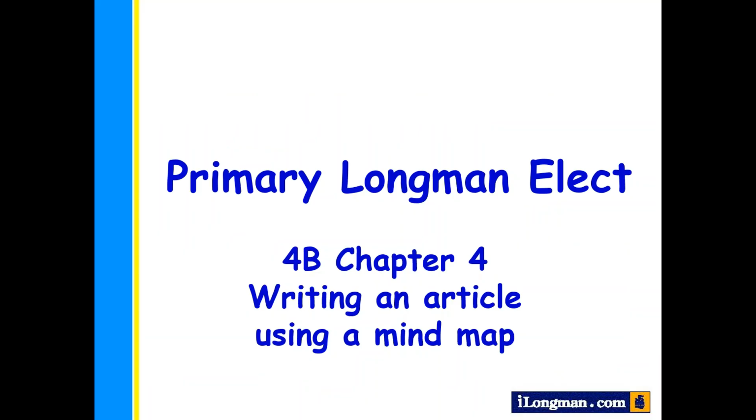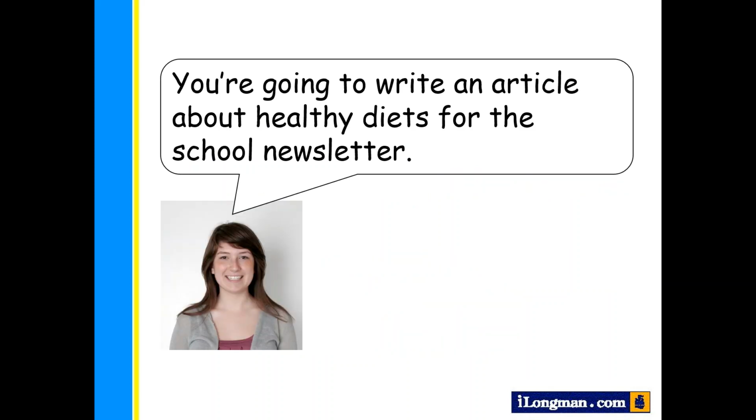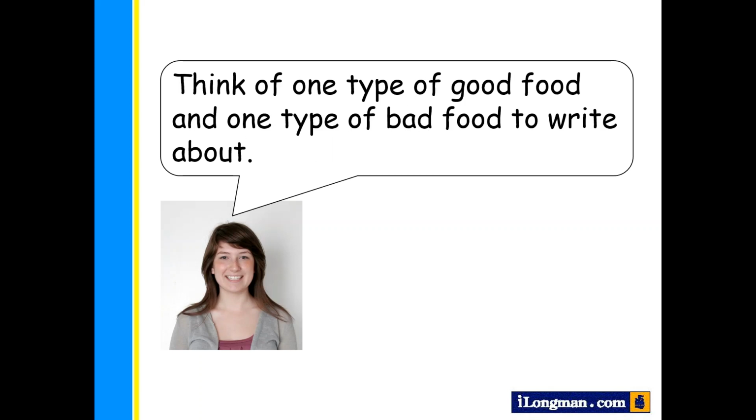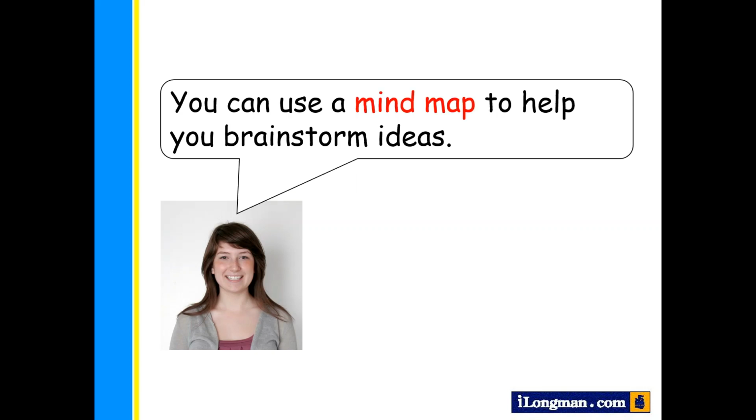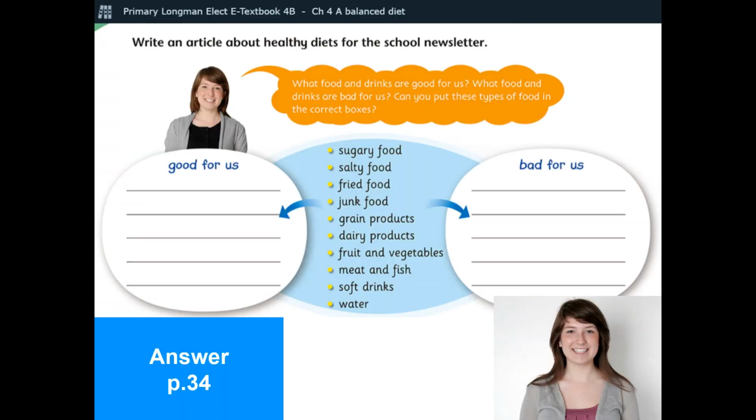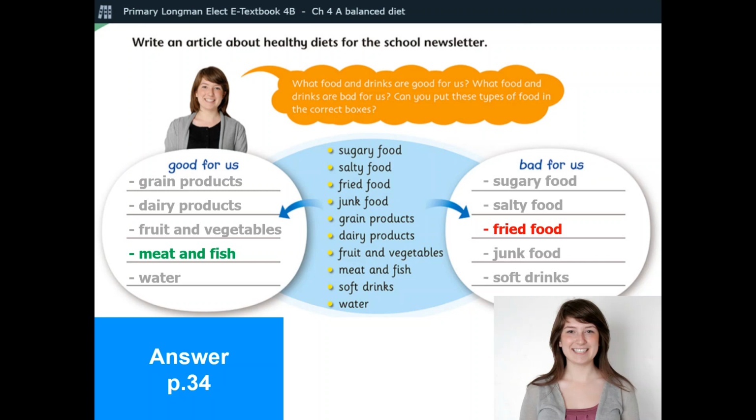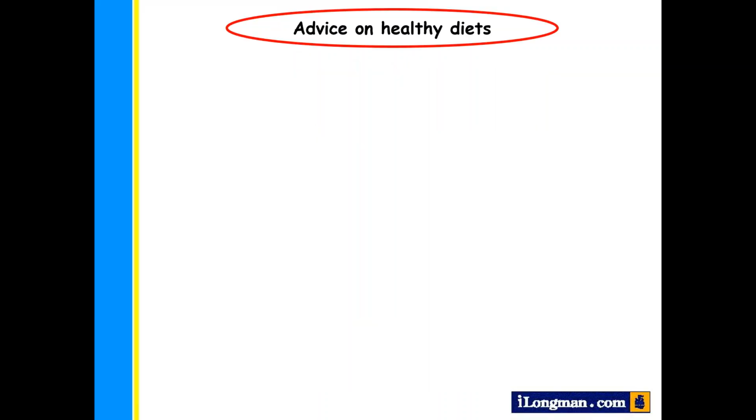Writing an article using a mind map. You're going to write an article about healthy diets for the school newsletter. Think of one type of good food and one type of bad food to write about. You can use a mind map to help you brainstorm ideas. For good food, we pick meat and fish. For bad food, we pick fried food. So this is the mind map.